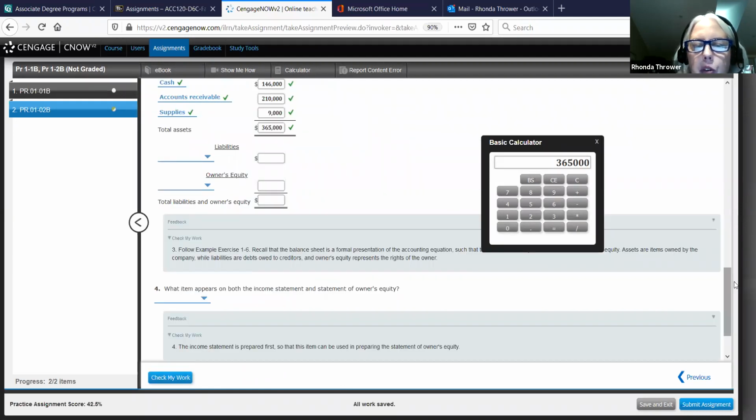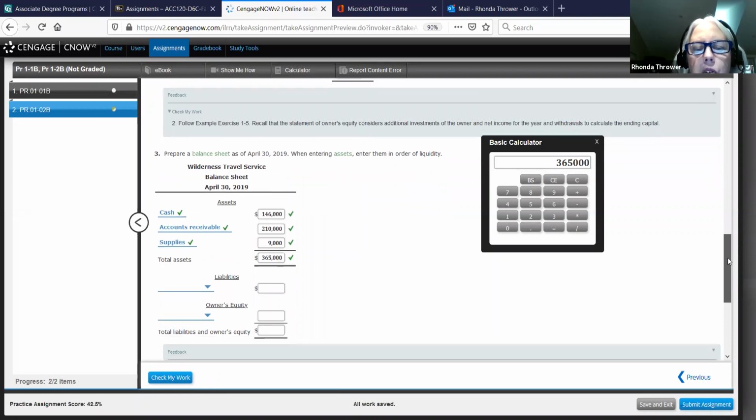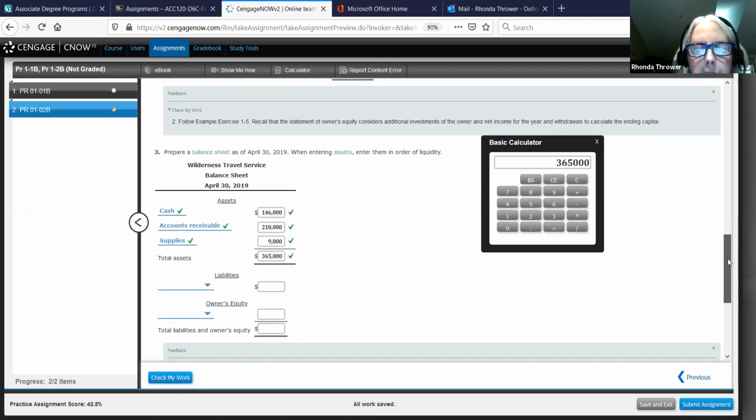And again, I would check my work. The total of your assets, notice there's a double rule here. That stands for we're finished with our assets and the amount is correct to the best of our knowledge. This total of the assets has to balance with the total of our liabilities and our owner's equity at the end of the period. We're going to record our liabilities.